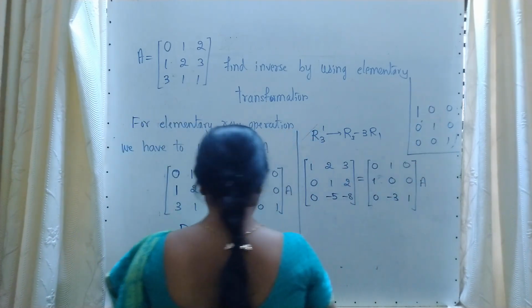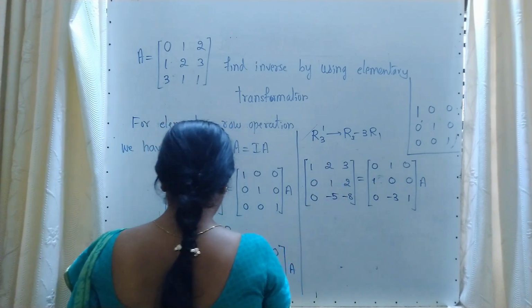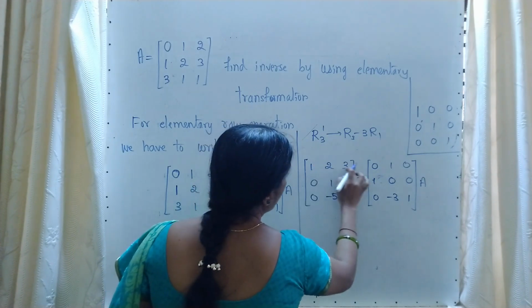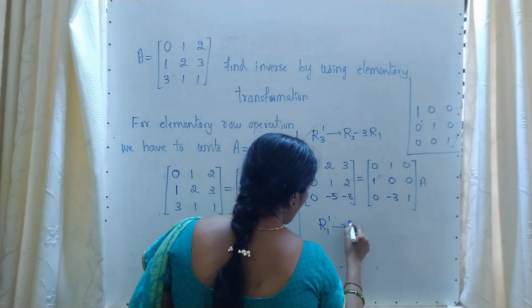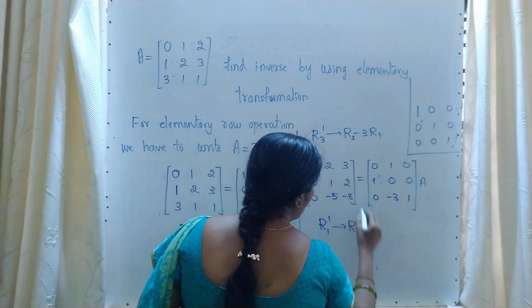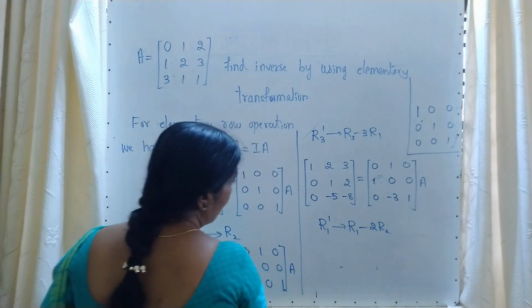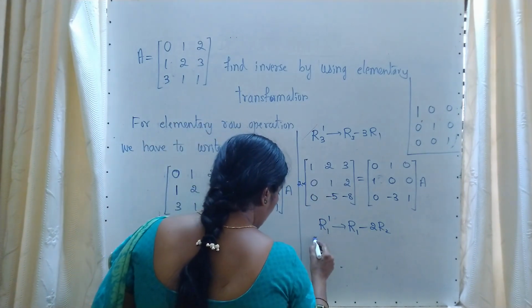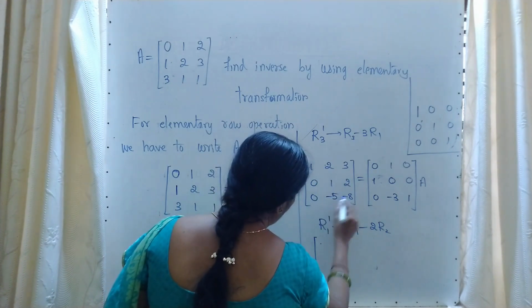Here 1 is already there. We have to make the remaining 2 elements, this and this, as a 0. So now I am making this as a 0. 2 is present in the first row. R1 dash is R1. This is a plus 2, that is minus 2 into R2 I am writing. I am multiplying with the second row. So this is multiplied with the 2. Keep first and third row as it is. Second and third row as it is.